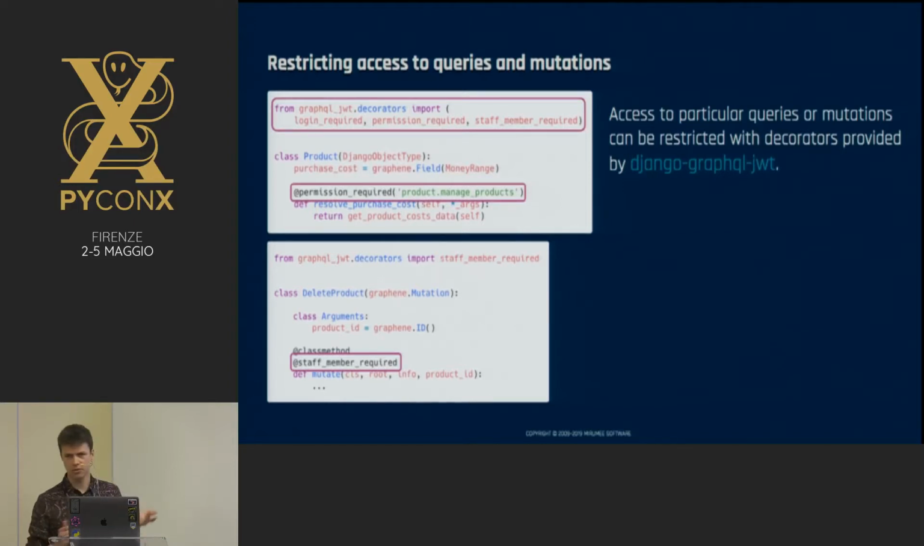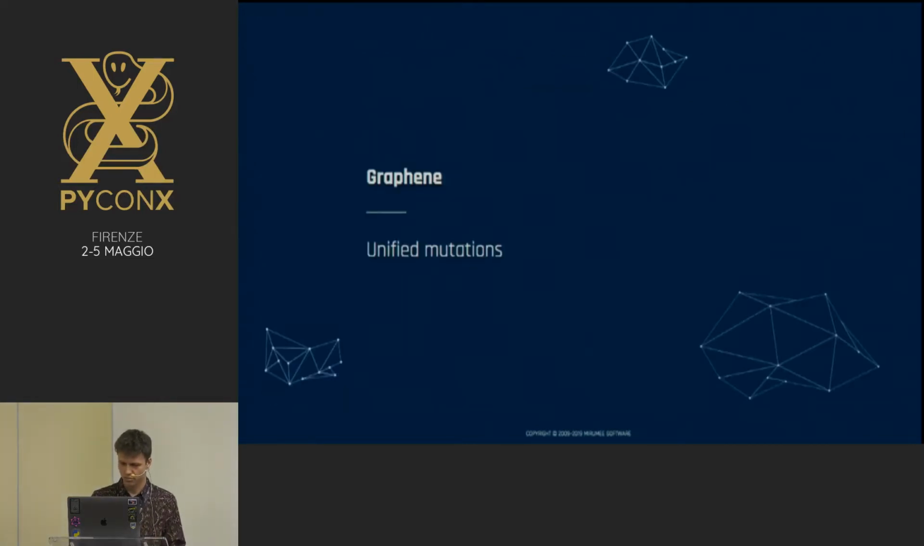So if you are using Django, this is very similar, because I think that we have exactly the same decorators in Django to limit access to our views. So it's nice about Graphene that it reuses the same patterns that we have in Django, so the code is pretty familiar.